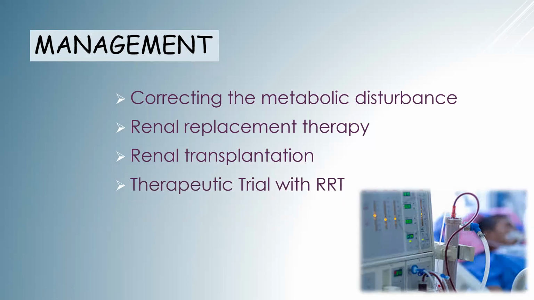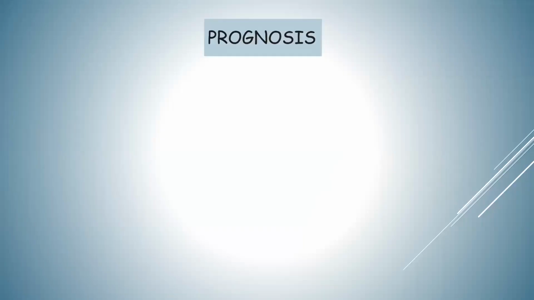Therapeutic trial with RRT. Here RRT means renal replacement therapy, and a therapeutic trial is designed to treat an illness or to improve a person's health rather than to prevent an illness. And last, we have dialysis. It is a treatment that filters and purifies the blood using a machine. This helps keep fluid and electrolytes in balance where the kidneys are unable to do so.